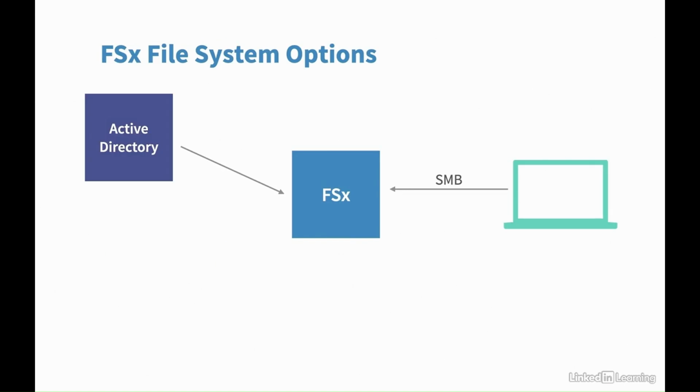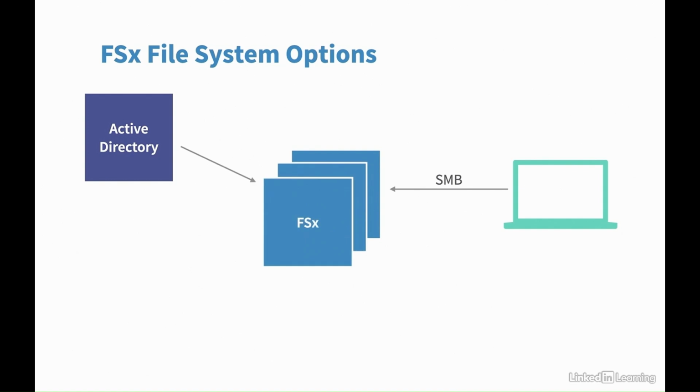First of all, FSx for Windows behaves just like any Windows file server file system, provisioning a CIFS file system and allowing applications and end users to connect via the SMB protocol. File and folder permissions are handled by your own on-premises Active Directory or by AWS Microsoft Managed AD, which is another managed service offered by Amazon.